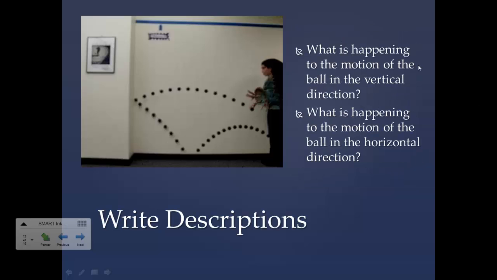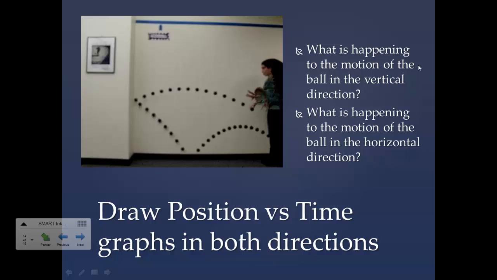What's happening to the motion of the ball in the vertical direction? What's happening to the motion of the ball in the horizontal direction? Write down your descriptions using words, including up, down, left, right, getting faster, getting slower, constant speed. Now draw position versus time graphs in both directions, horizontal and vertical. These are more complicated than the flip-flop.